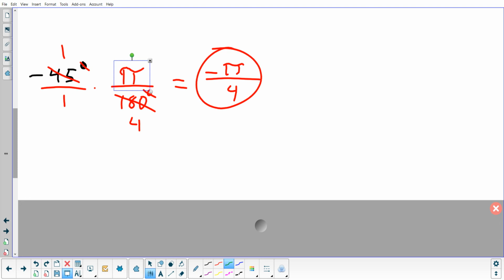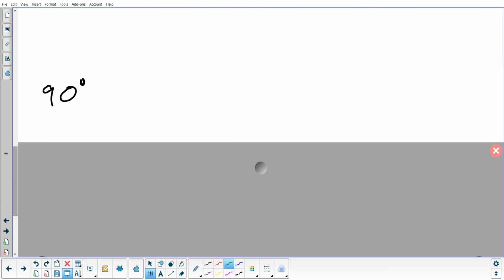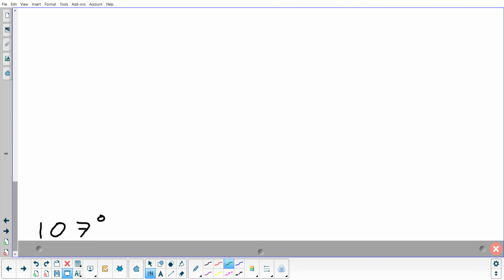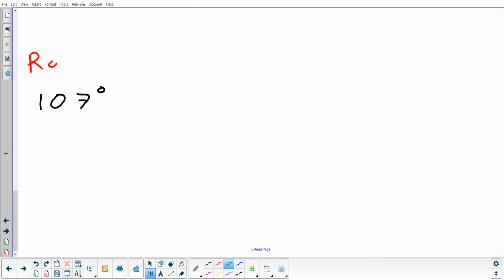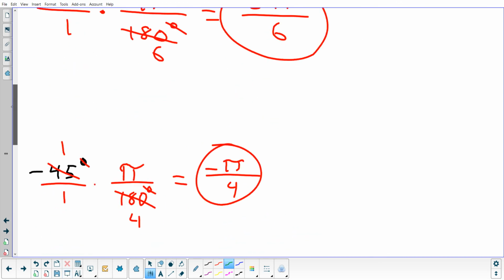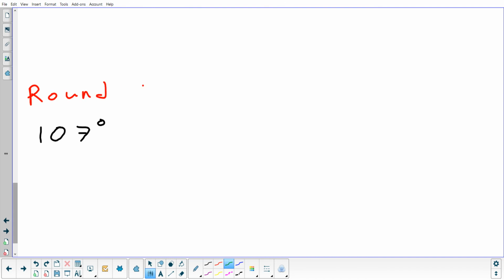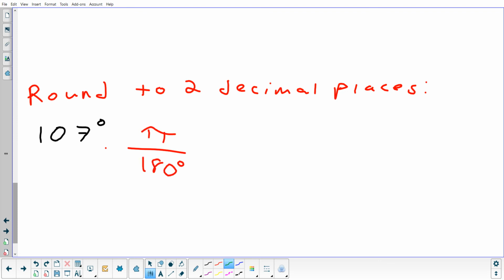Okay, so all of these problems, we left the answer as an exact answer in terms of pi. Okay, that's exact. Let's do one where we round. Let's do 107. Directions here, same directions that we had up above, convert to radians. But then on this one, we're also going to round to 2 decimal places. Exact same steps. Pi over 180. The difference this time is, don't worry about reducing it. Just type the whole thing into the calculator and see what you get.